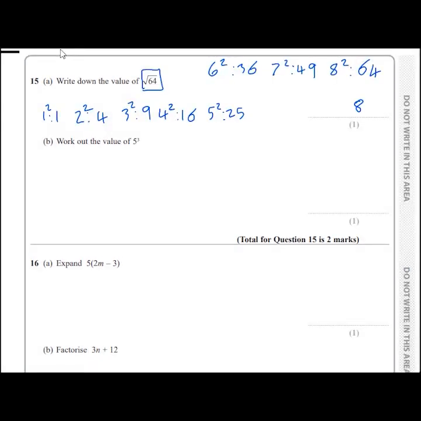And if we look at part B, we're going to be putting one of these into use straight away. Work out the value of 5 cubed. Now 5 cubed is equal to 5 times 5 times 5. Now if we break this down, we'll do this one first. What's 5 times 5? That's equal to 25 as we got up here. So we get 25. And don't forget the last 5, so we get 25 times 5.